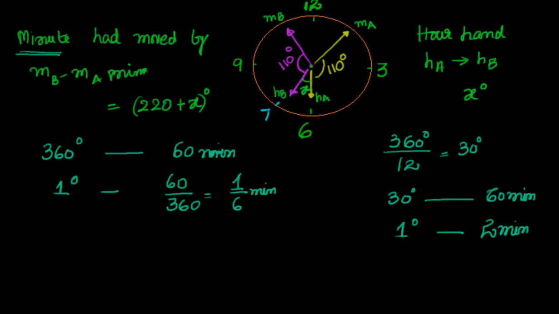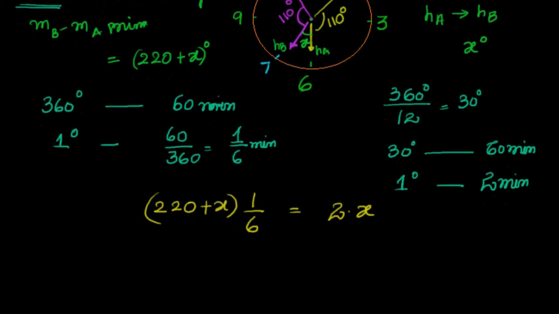Now what it will look like: 220 plus x degrees is nothing but equal to (220 plus x) into 1 by 6. Now this is the time, that's nothing but MB minus MA, or how many minutes have elapsed. But that is also equal to how many minutes elapsed with respect to the hour hand. So can I say this is equal to 2 into x? Why 2 into x? Because 1 degree equals 2 minutes. We know that the hour hand moved by x.